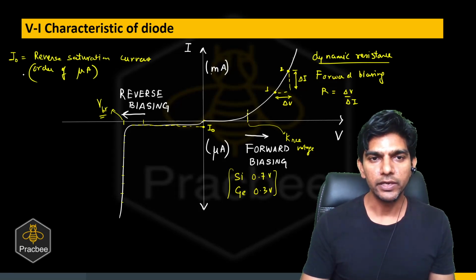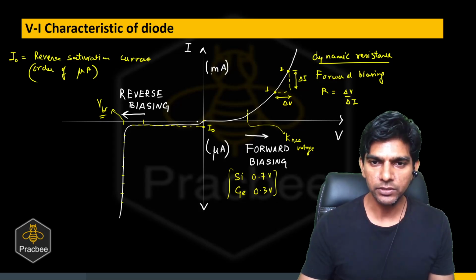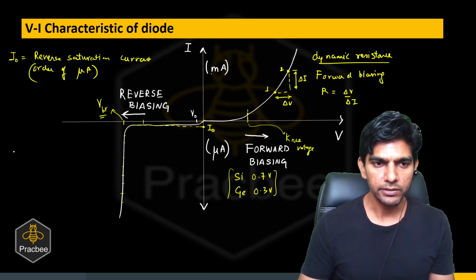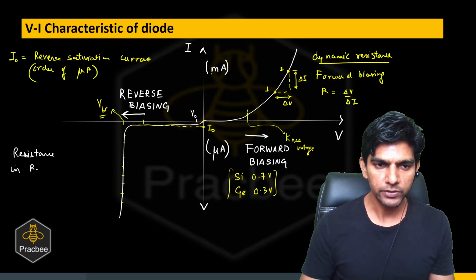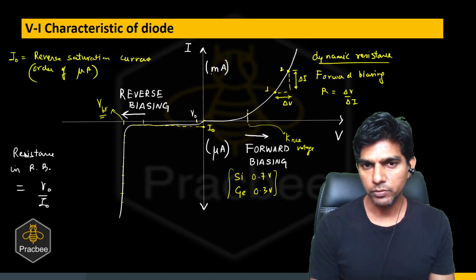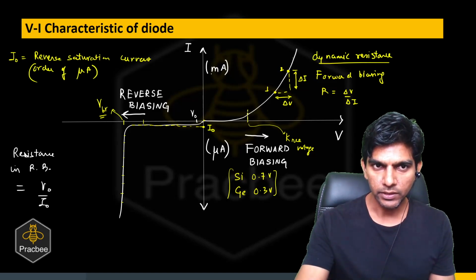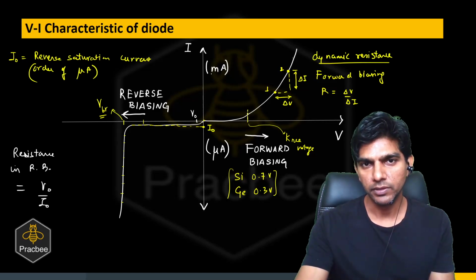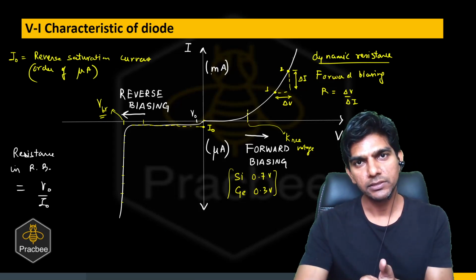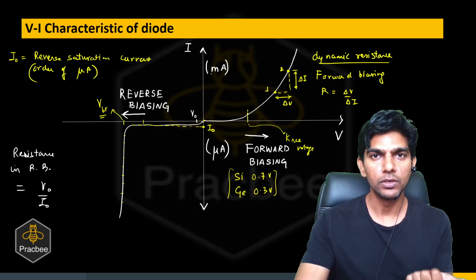And suppose in the reverse biased mode, the reverse saturation current is attained when the voltage is V0. So we can say the resistance in reverse biasing will be V0 divided by I0. Got it? So these points we have to remember. Now let us see the types of questions asked on diodes. And just remember one more thing: in case of an ideal diode, in forward biasing it is conducting, in reverse biasing it will be non-conducting.